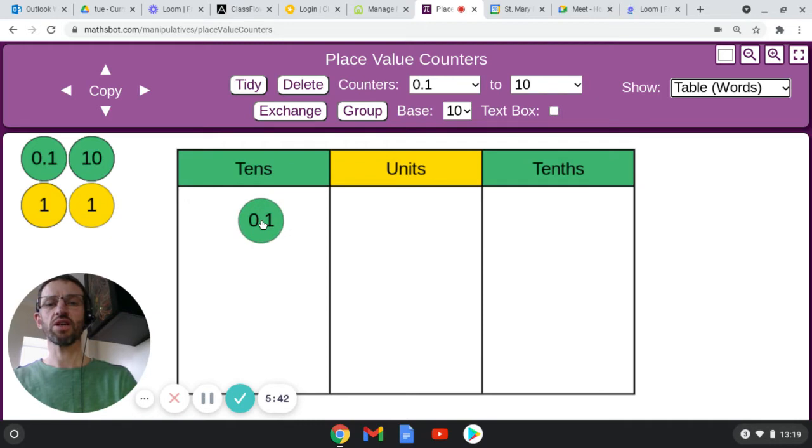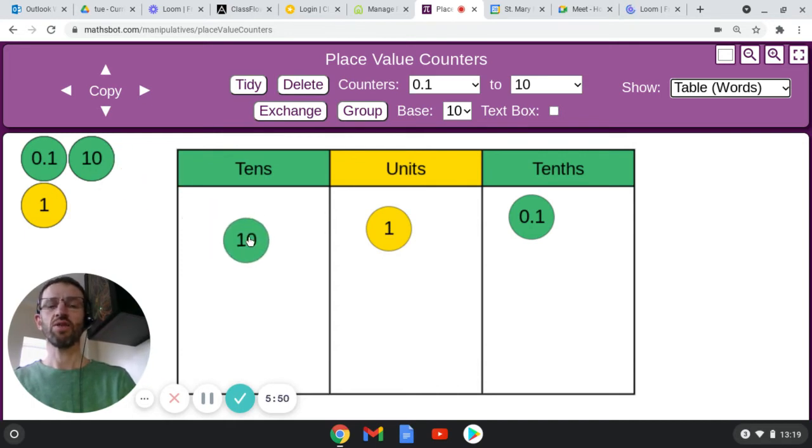Tenths, where are they going to go? Yep, in here. Units will go in here, and the tens, look how they're different, go over here. So this number, if I was writing it in my book, would be 1 ten, 1 unit, and 1 tenth. So it would be a 10 and a 1 makes 11.1. This would be 12.1. So using that one today is going to be very handy.